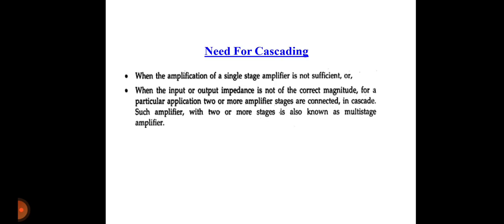So why do we need cascading? When the amplification of a single stage amplifier is not sufficient, or when the input or output impedance is not of the correct magnitude for a particular application, two or more amplifier stages are connected in cascade. Such an amplifier with two or more stages is also known as a multistage amplifier.